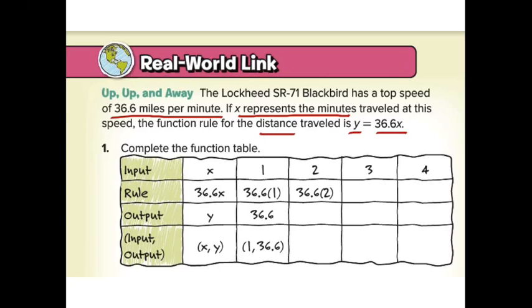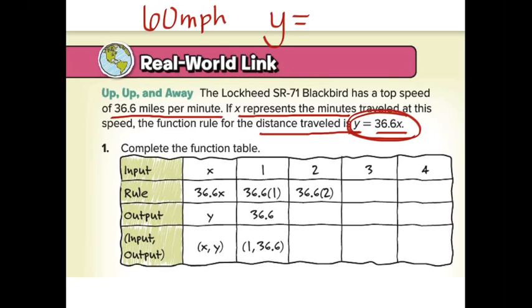So if we take a look at this, x represents the minutes traveled at the speed, and the function rule for the distance traveled is y. So my distance traveled is represented by y, and x represents the minutes. My formula, or my equation, is y equals 36.6x. Now let's apply that to something you do know, like the speed of a car. You don't need to write this down, just watch. If you're driving 60 miles per hour, your distance is going to equal your speed times your hours, or x, so times how long you've driven.